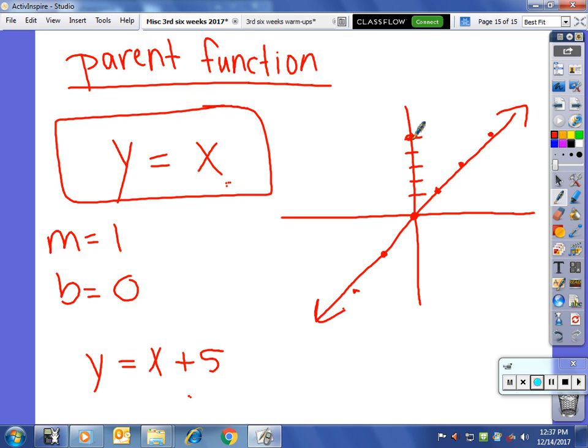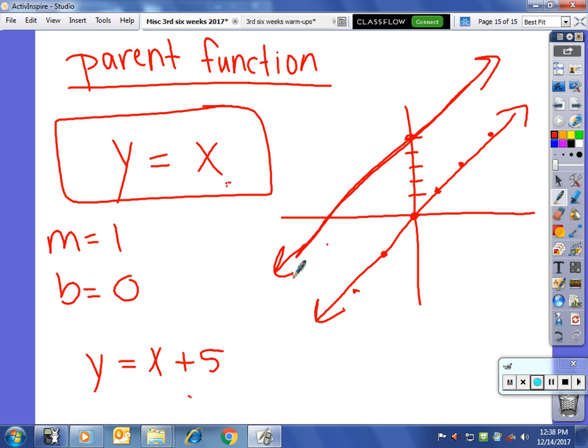The slope did not change. Now, I know my drawing's not perfect, but imagine that these are perfect parallel lines. When you change the y-intercept but don't change the slope, you create parallel lines. All the y-intercept does is move the whole function, whether it's a line or any kind of function. If you change the y-intercept, you either move it up or down.